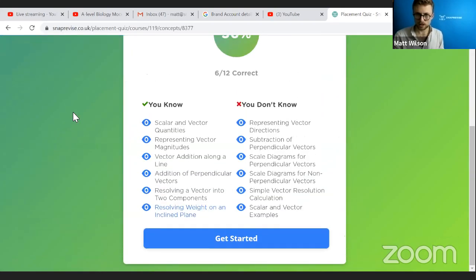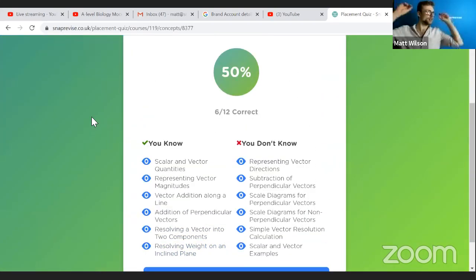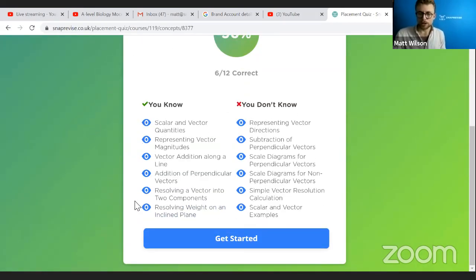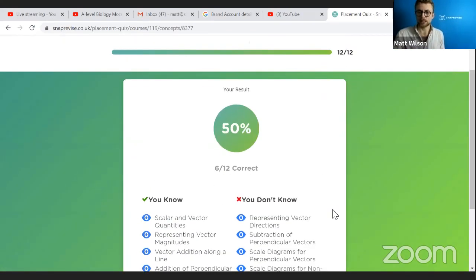Whoa, yes. Okay, so you do one of these diagnostic quizzes and you get back some results. Amazingly, we got 50% there. So let's take a look. It tells us what we know and what we don't. So we know scalar and vector quantities. It's tested us on each of these 12 things, and it tells us the 6 things that we were less comfortable with: representing vector direction, subtraction of perpendicular vectors. Yeah, funnily enough, the ones we don't know look harder. Simple vector resolution calculation. Okay, so we might think, great, what do we do? Well, this is the beginning. This is not the end.